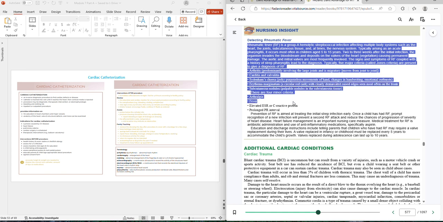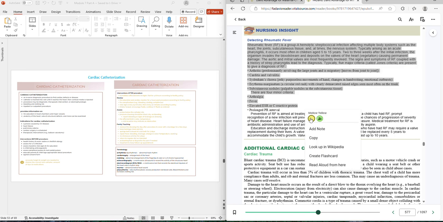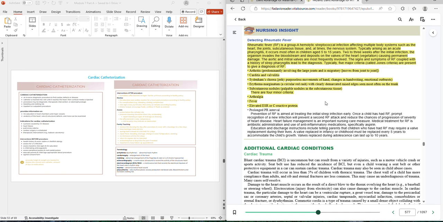what happens. Okay, they have an elevated ESR, elevated C-reactive protein, but what happens is they start out with acute pharyngitis. Okay, they start out with a sore throat, acute pharyngitis. It's always 5 to 15-year-old children usually. Okay, 2 to 3 weeks after the infection, the organism invades the bloodstream and makes deposits on the valves of the heart. Kind of sits there in a vegetative state, causing permanent damage. Okay, it's the aortic and mitral valves that are most frequently involved.